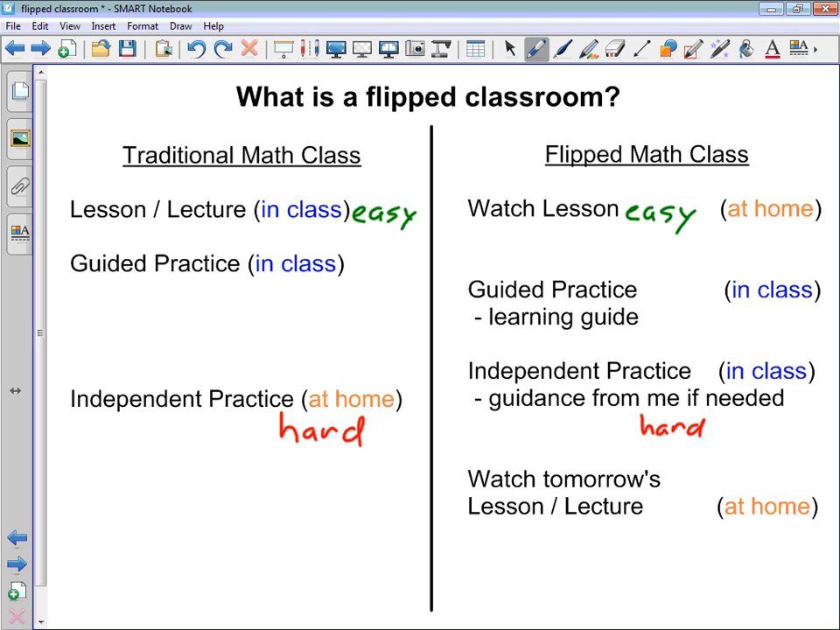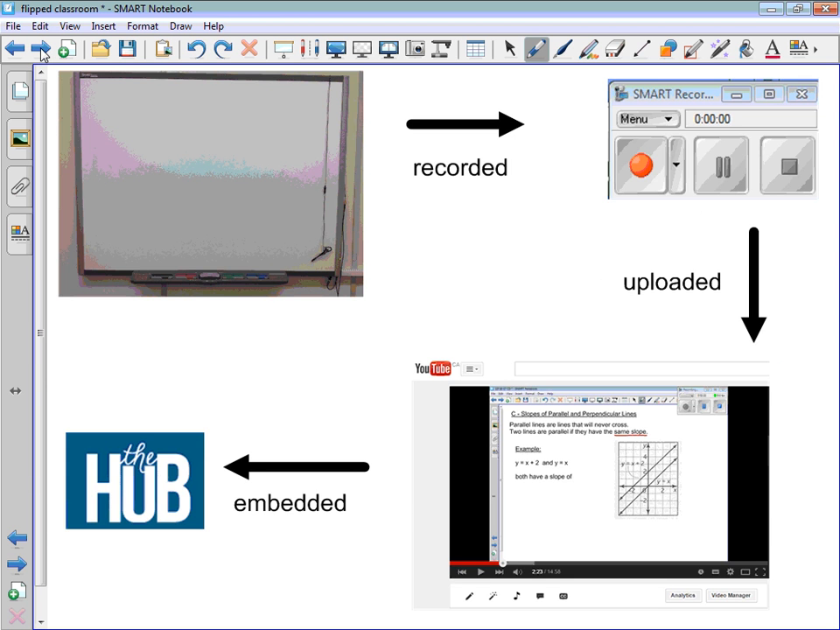So in our classroom, the guided practice is basically questions out of the learning guide, which takes them through the questions step by step. In independent practice, if they're still struggling, they can get guidance from the teacher if needed. Finally, at the end of the day, they can go home and watch the lesson to prepare for the next topic.